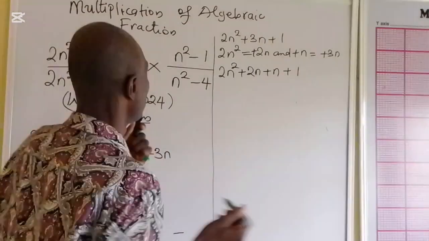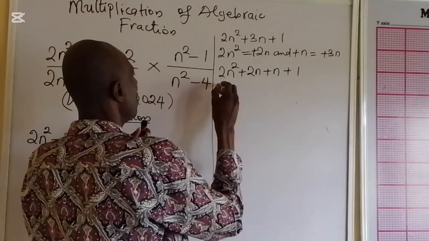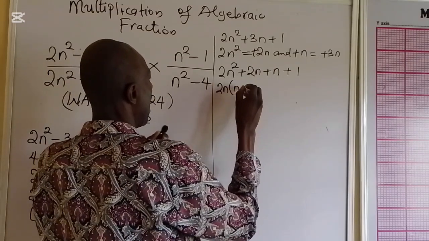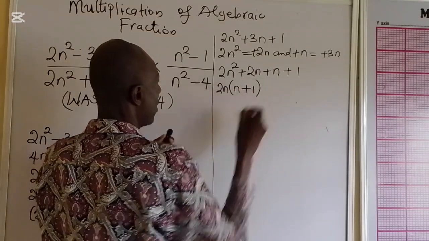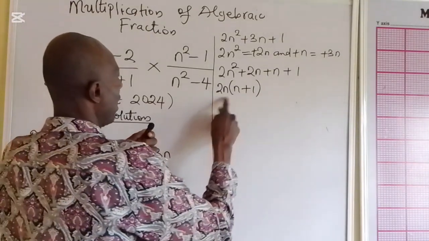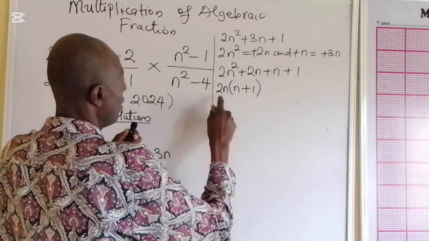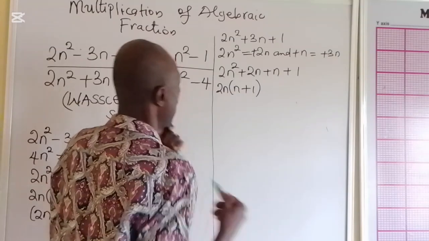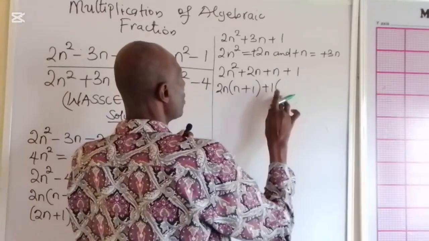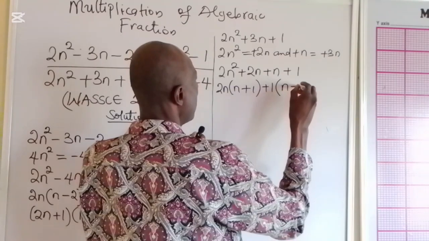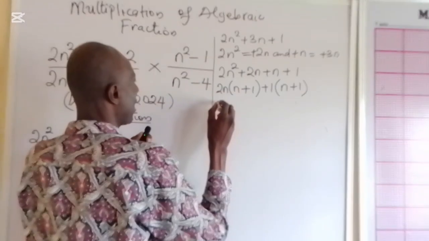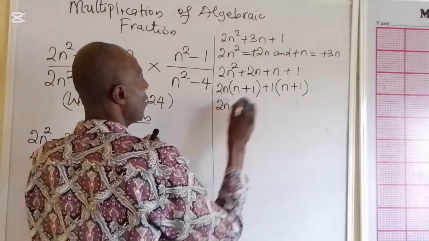Let's now factorize. What is common here is 2n, and what remains is n + 1. Check back: 2n times n is 2n², 2n times 1 is 2n. What is common in the other part is +1, and what remains is n + 1. So pick what is outside the bracket, which is 2n plus 1.